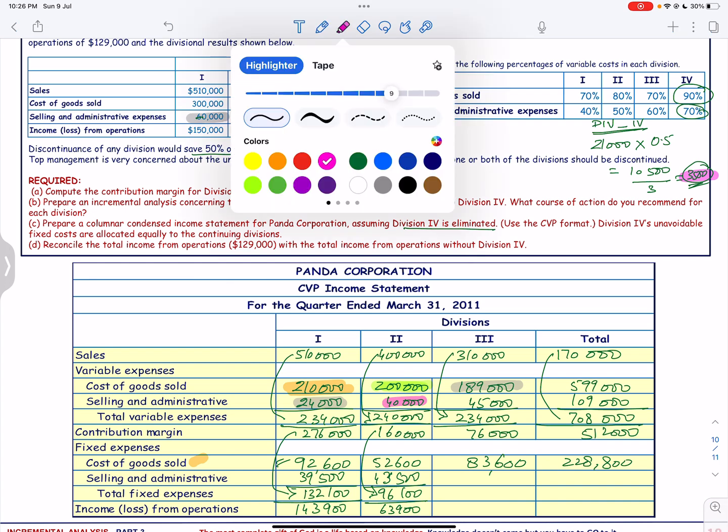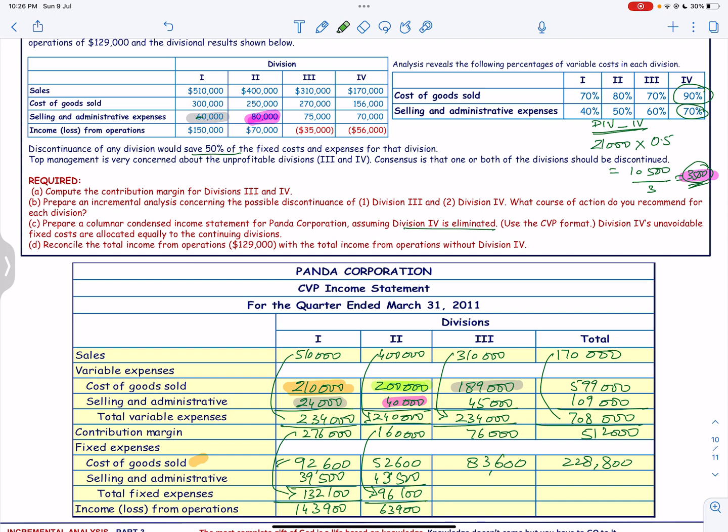Coming to division 3, for division 3 we have the selling and administrative is 75, and here we have 45 variable, so 75 minus 45 is 30,000, and 30 plus 3,500, and this is equal to 33,500. So the total fixed cost will be 117,100, and from this total contribution minus total fixed cost will give us a loss, a negative of 41,100.